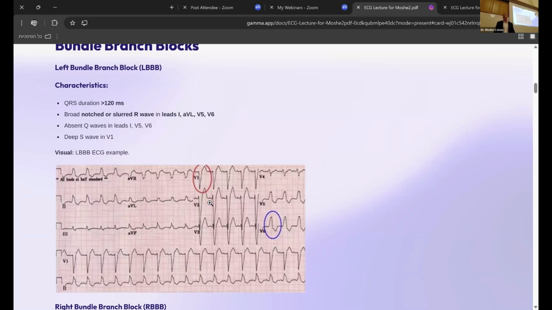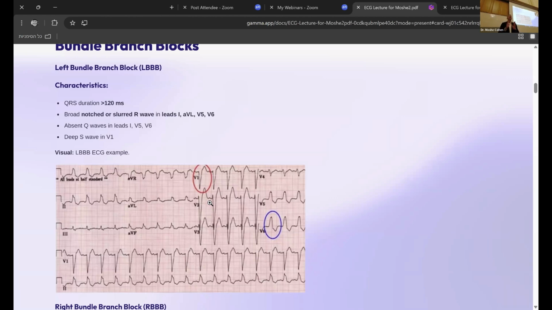Guess. I mean, maybe you don't know, but you can guess. What can be a reason for a new LBBB? I'll give you a hint. A new LBBB is a medical emergency. Has to be hospitalized, has to go to the cath lab immediately. What can be a reason for a new LBBB? Sorry? Heart attack. Good. Myocardial infarction.